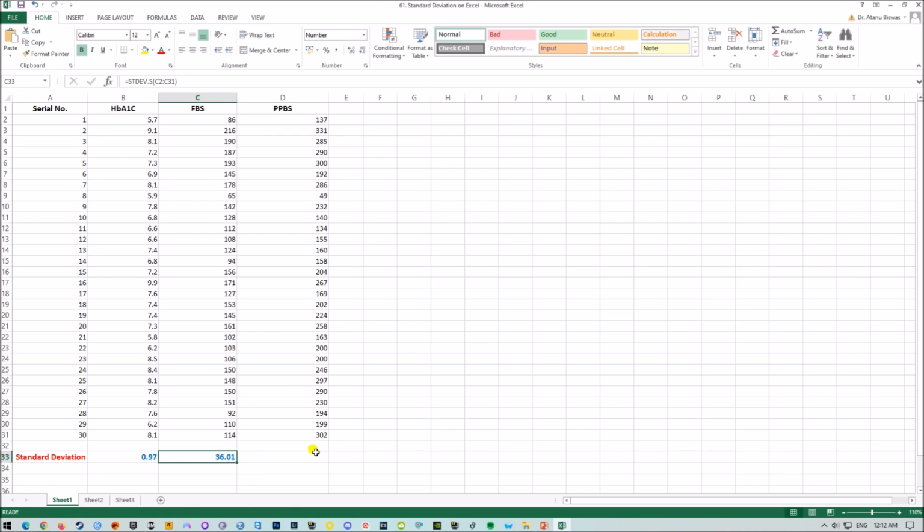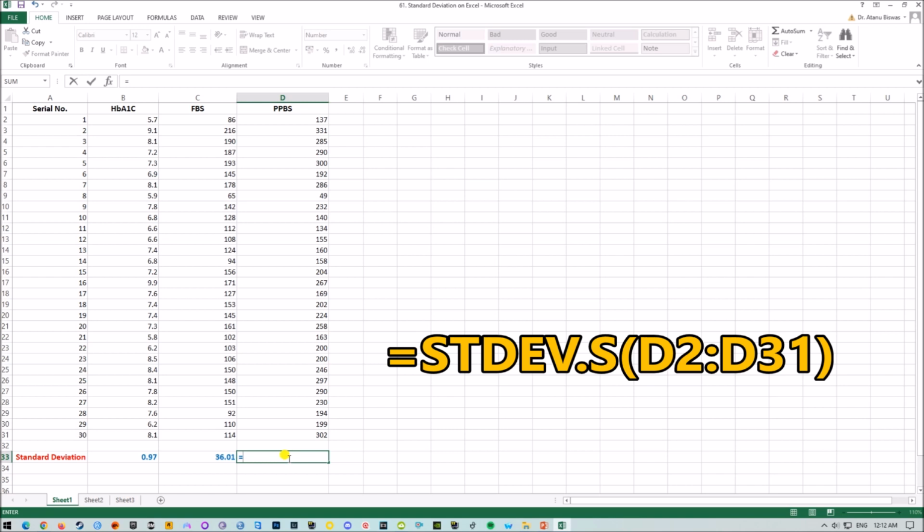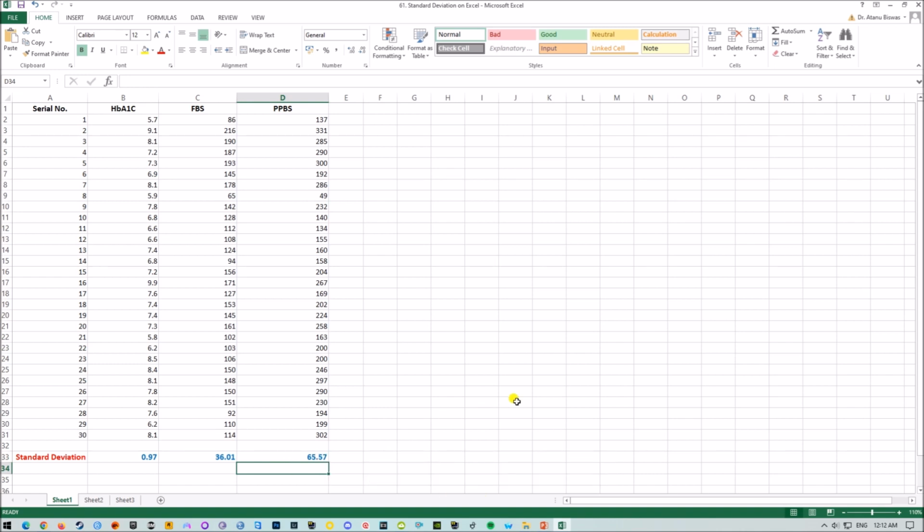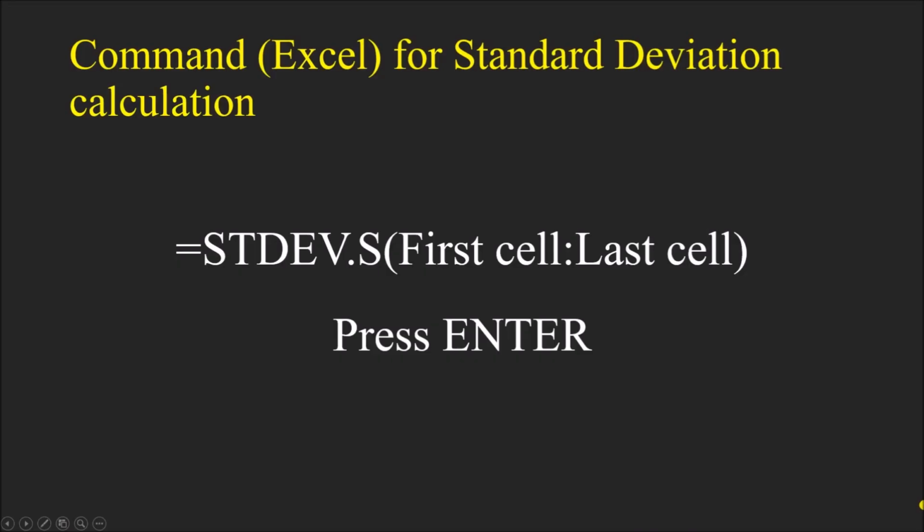For postprandial sugar level, equal to sign, STDEV dot S, bracket starts, D2, the first cell, colon sign, D31, the last cell, bracket ends and enter, and we get 65.57. That is the standard deviation for the postprandial sugar level in these 30 patients. So that is how we calculate the standard deviation using Microsoft Excel.